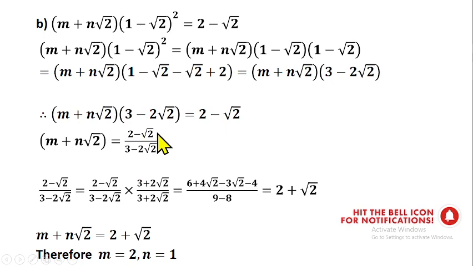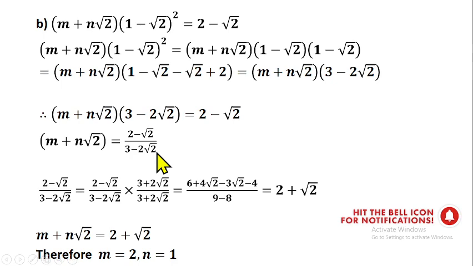If you look at the left hand side, you can see that you have a fraction and the denominator is in surd form, isn't it? So what can we do to this? You can rationalize it. When you rationalize, you use the conjugate of this denominator to multiply up and down. And what's the conjugate of this denominator? That should be 3 plus 2√2, isn't it?